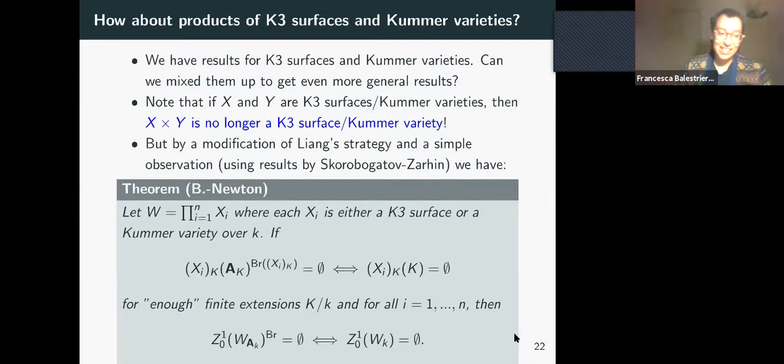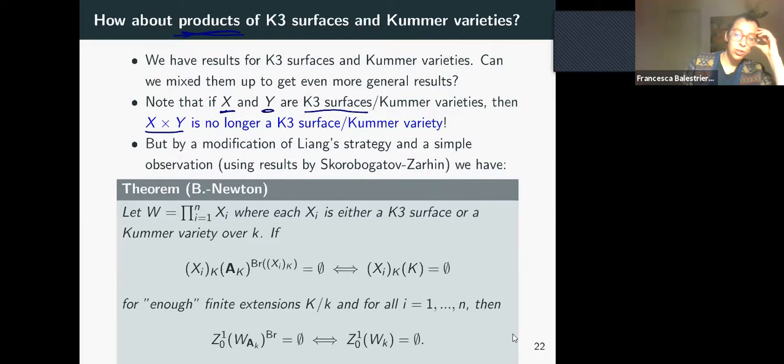Okay, so the title, as I said, was about products of K3 surfaces and Kummer varieties. So now we have these kind of results about K3 surfaces and Kummer varieties, and can we put these results together to get even more results? One thing that I want to remark is that if you have two K3 surfaces and you take their product, well, this is no longer even a surface. So in particular, it will not be a K3 surface. And similar things for Kummer varieties. Whenever you have two Kummer varieties and you take the product, you might get something which is outside Kummer varieties. So it's kind of interesting because you're saying things about even more general varieties.